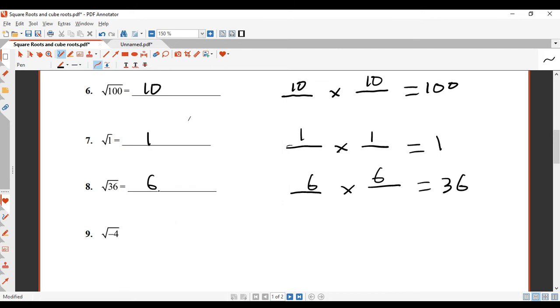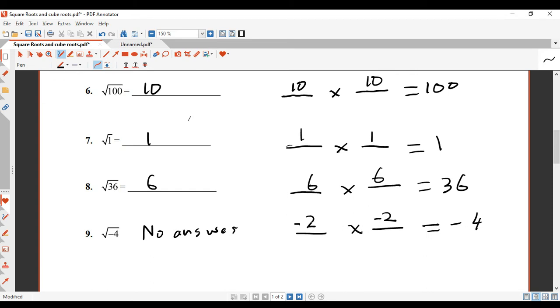Now, the last one is a trick question, so I'm going to warn you about that one. Right. Is there a number which when multiplied by itself gives you negative 4? And the answer is no. So I'm going to put down no answer. All right. You could try 2 times 2, but that's obviously not negative 4. You could try negative 2 times negative 2, because it's got to be the same number that you're multiplying. Negative 2 times negative 2 is positive 4.